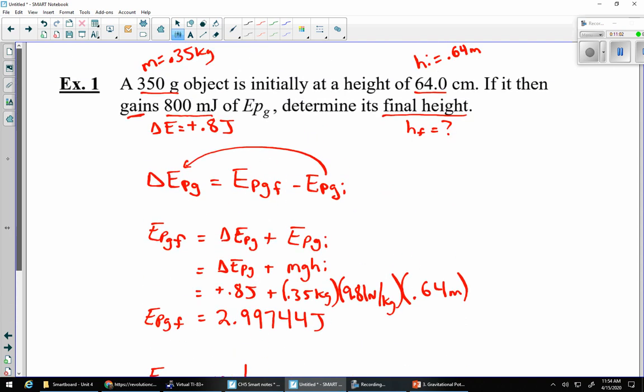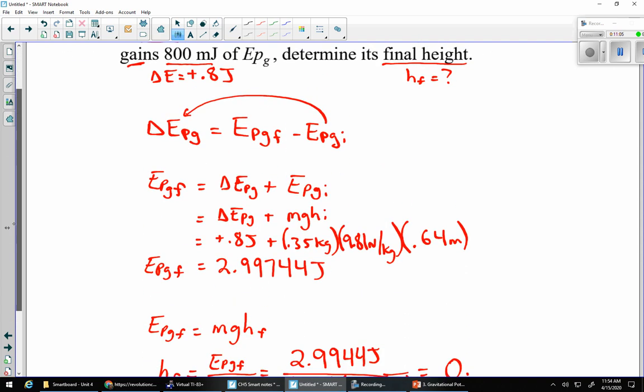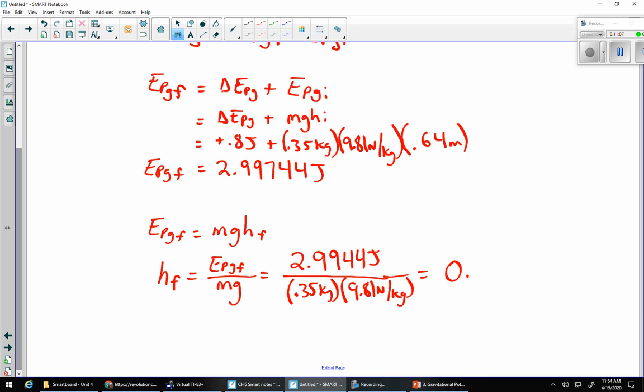Back to the original question. Nope, 3 sig digs. So 0.873 meters, or if we really wanted to, we could put it back into terms of the question, 87.3 centimeters. Either of those work out just fine for our final height.